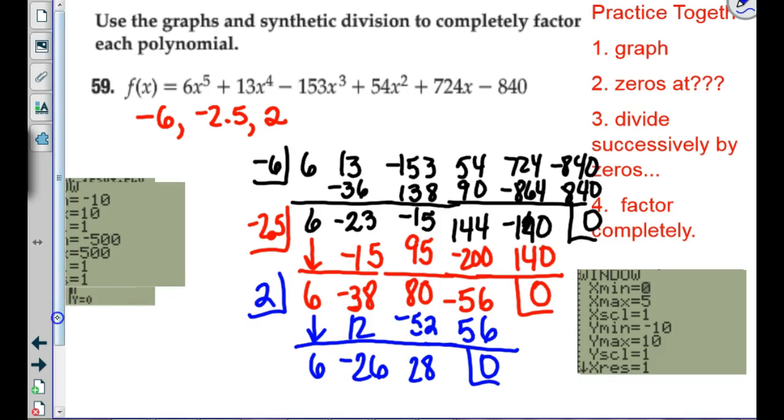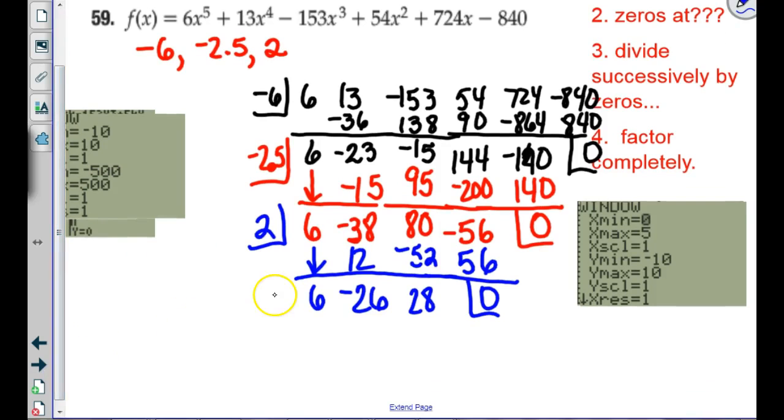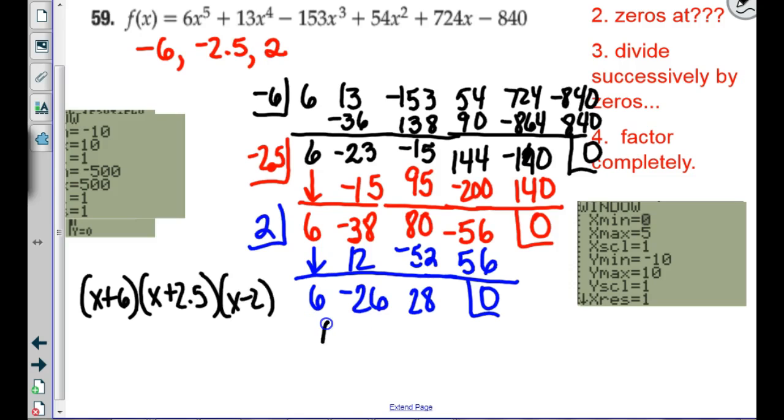Okay. The point of this was we were supposed to factor. Okay, what do you know so far? You have an x plus 6 that went in, an x minus 2.5, no plus 2.5. What about this one? X minus 2. What's left over here? 6x squared minus 26x plus 28. What could we take out of all those?